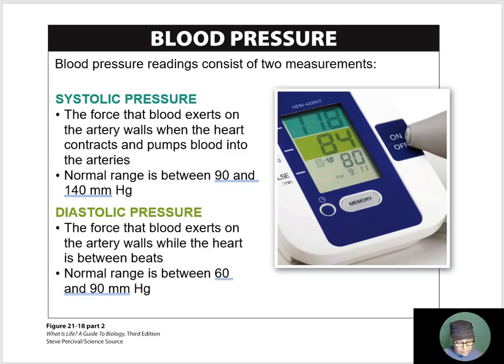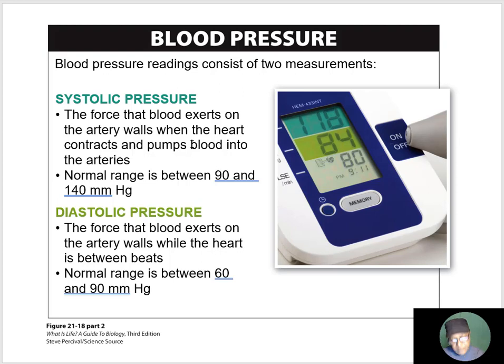Let's take a look at blood pressure, what that is, and what's being measured. So remember I talked about we've got the smooth muscle in the vessels, and it can contract down and increase our blood pressure, or we can dilate the vasculature and decrease the blood pressure. Well, we can measure that blood pressure and see what's going on. So when we're measuring blood pressure, we get two readings. We get what's called the systolic pressure. This is the force that blood exerts on the artery walls when the heart contracts and pumps blood into the arteries. Okay, so that is the systolic pressure.